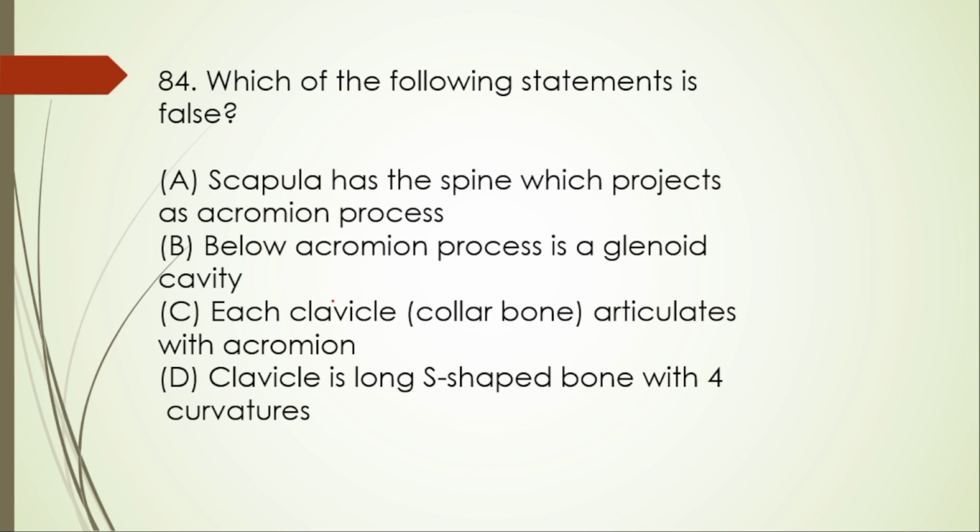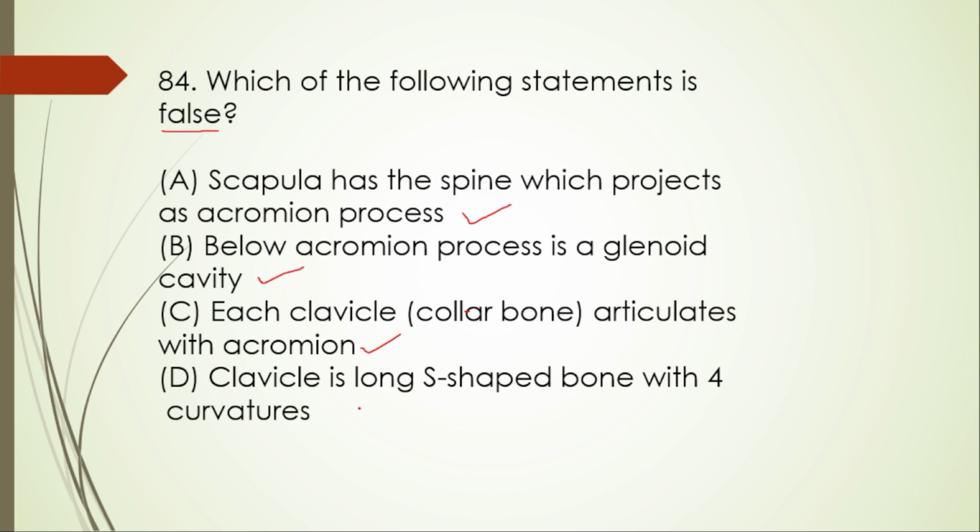Next, 84th one. Which of the following statements is false? He is asking false. Scapula has the spine which projects as acromion process. Yes, this one is right. Below acromion process is a glenoid cavity. Yes, we discussed that. Each clavicle articulates with acromion, right? Clavicle is a long S-shaped bone with 4 curvatures.